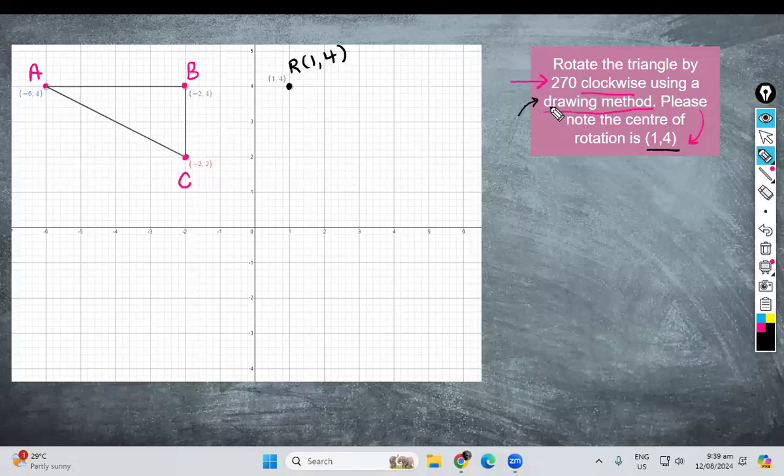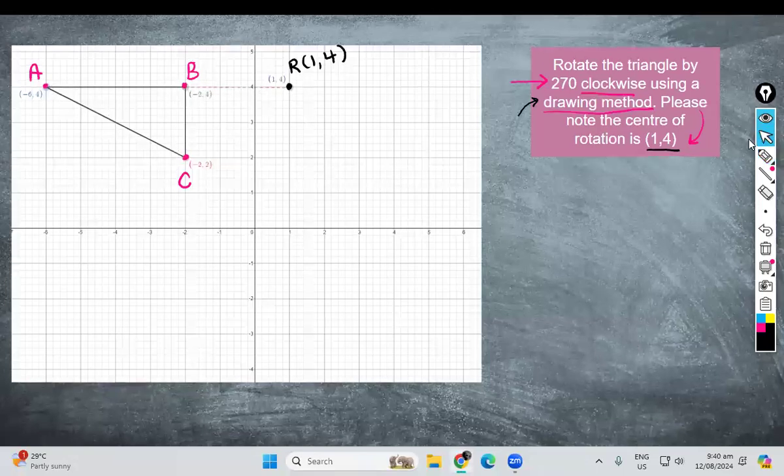Could we use the matrix method in any case? No, right? Because if the center of rotation is not the origin, we have no choice but to use a drawing method in any case. So guess what you all will do in a question like this? You're going to do the same thing. You are going to take point A and connect it to the center of rotation. So using your ruler, watch here carefully.